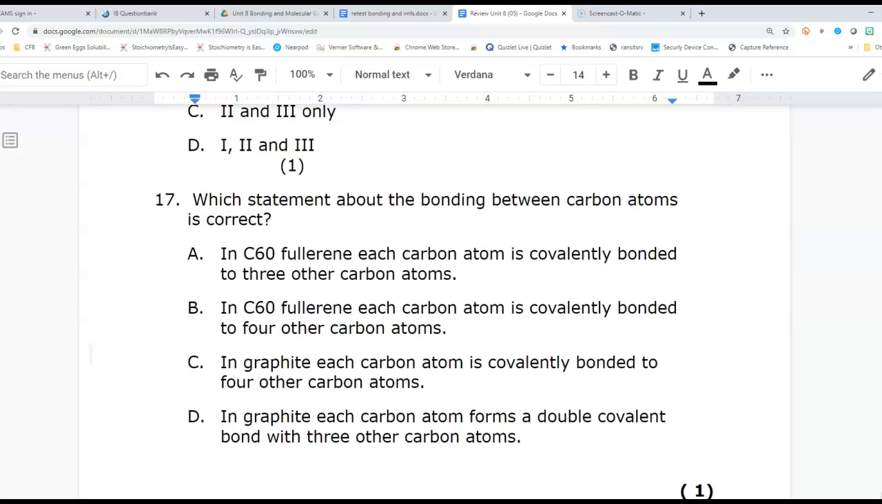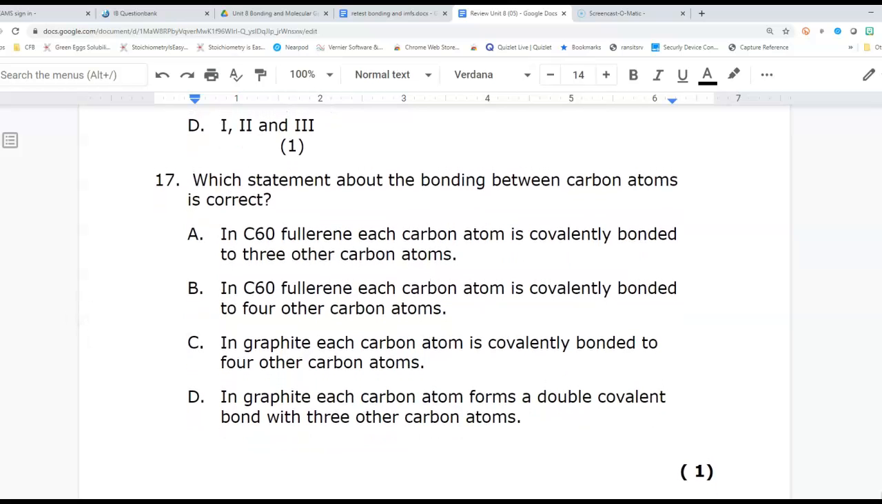Okay, so we're on question number 17. Which statement about the bonding between carbon atoms is correct? In C60 fullerene, each carbon atom is covalently bonded to 3 other carbon atoms, and that is a true statement. That is true because we have sp2, and remember it's all made of carbons. Remember, these are allotropes of carbon.